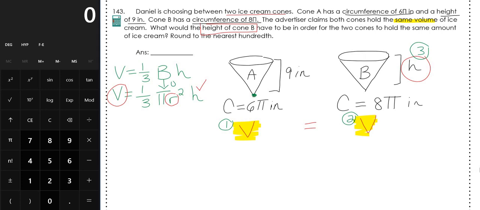They gave us circumference. You have to know that when they give you circumference, you can quickly work backwards to get the radius. Your circumference formula that you should memorize is 2 pi r. Look at where the r is. It's part of that circumference formula. So let's go ahead and work backwards. Let's get r so we can find the volume of cone A.